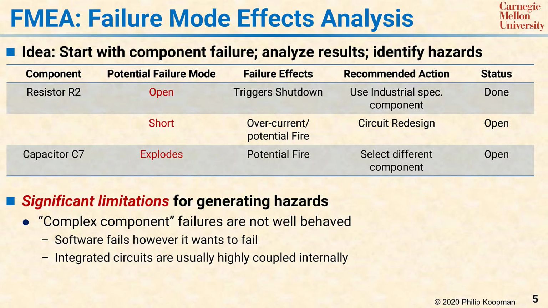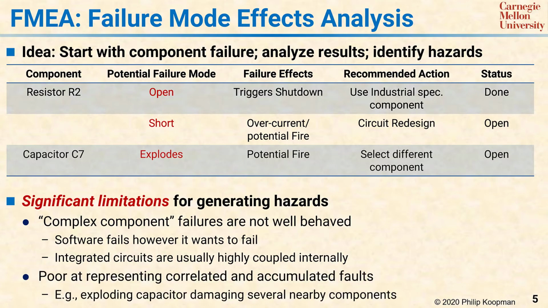Even if you look at them on a component-by-component basis in the schematic, you're not accounting for the fact that the wires between the components cross-couple with each other in completely unpredictable ways unless you do a layout analysis. So these types of things, FMEAs are just not that good at.